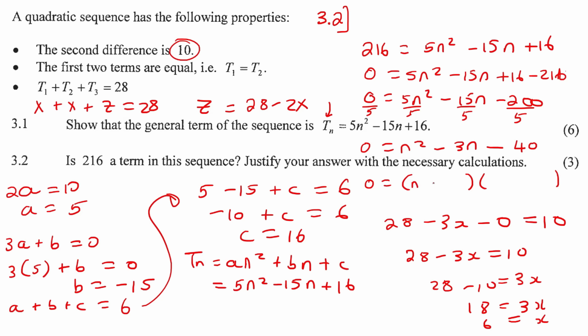So this would become (n - 8)(n + 5). How did I do that? Well, I know that 8 times 5 is 40, and I know that minus 8 plus 5 gives me minus 3. Okay, obviously, guys, I've been doing this for years and years and years.